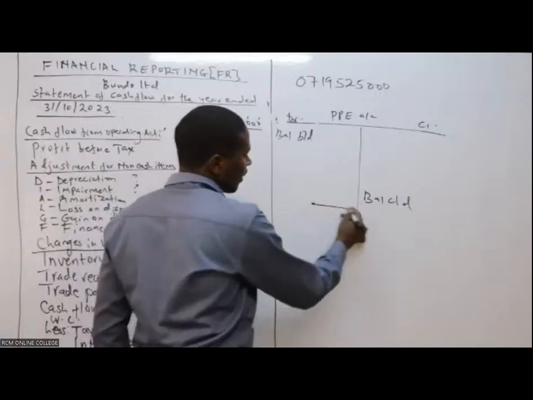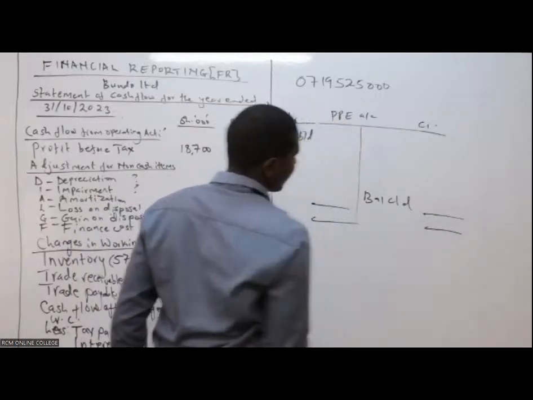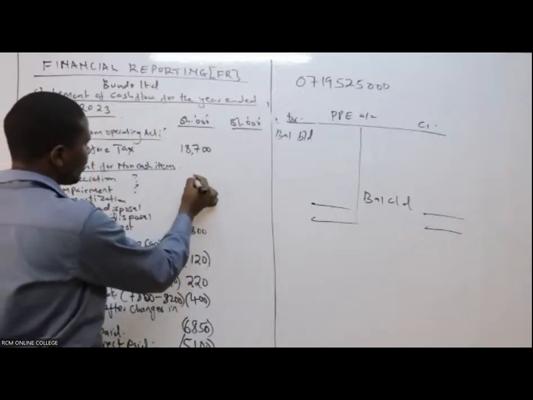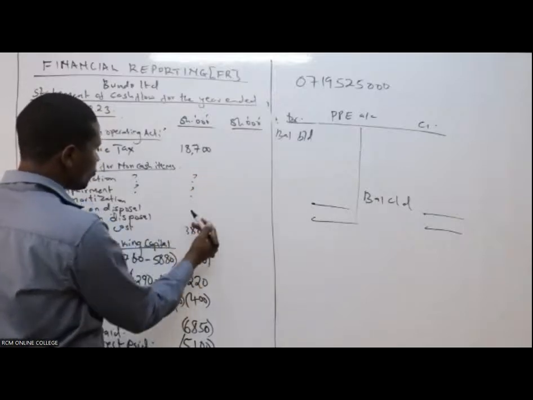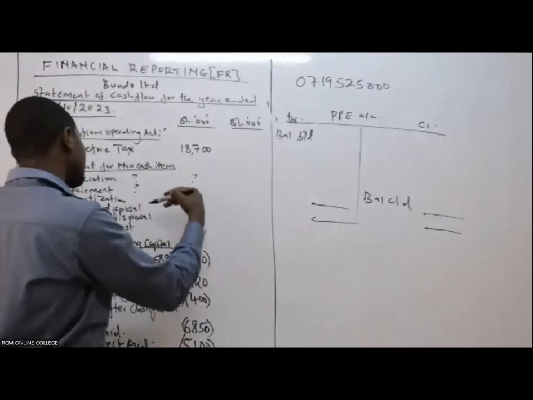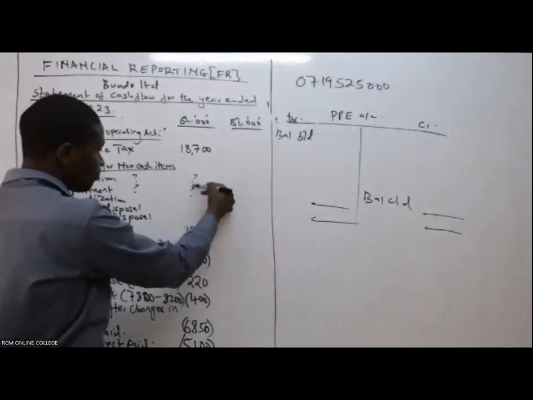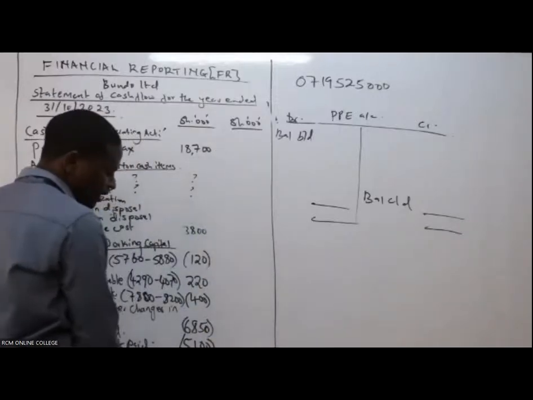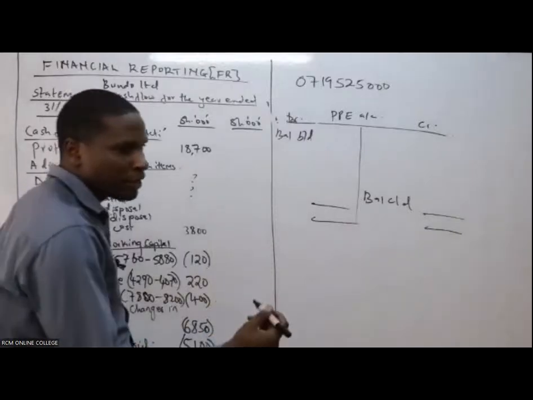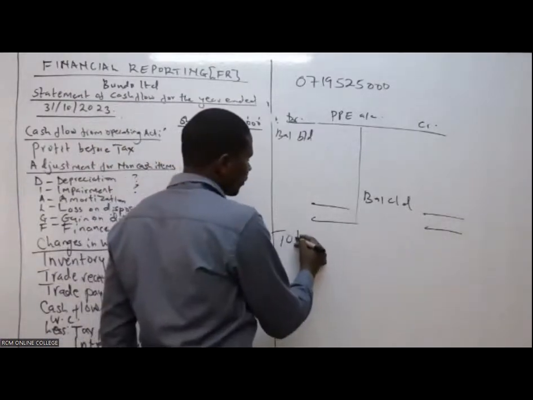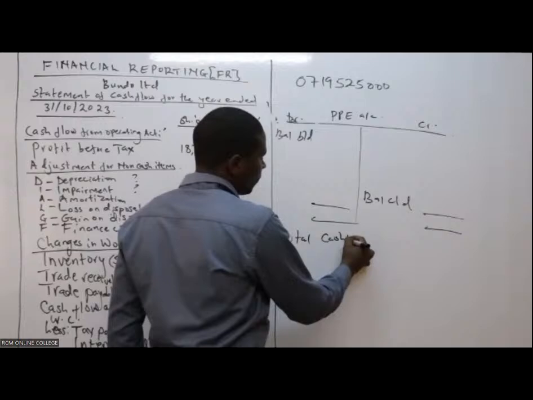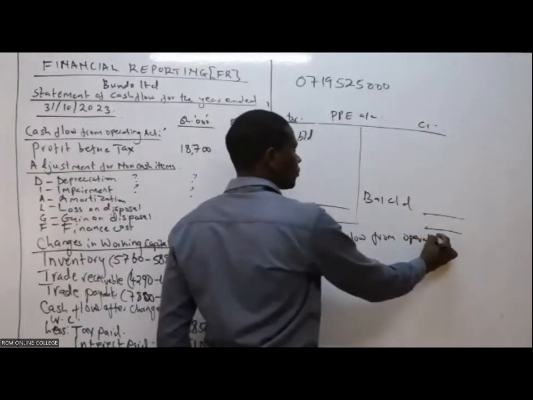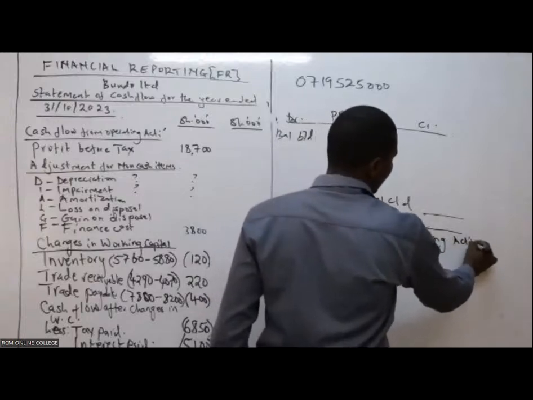Please do me a favor. Go and do that as an assignment, because the two items are the ones remaining for us to do. And remember, these two are subtracted in our income statement. Therefore, you will be adding them. Then you sum all these and get total cash flow from operating activity. So that's in our next meeting.